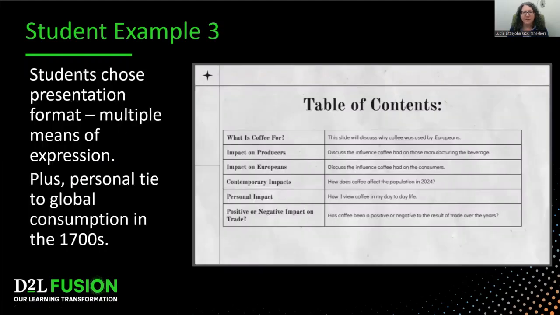The third example is from the same class. The students had to research consumption in the 1700s and connect them to a popular item. This student created a PowerPoint presentation about coffee, and she started it with a table of contents, which I loved. And she also included a slide on how coffee impacts her daily life now, and then the long-term impact of the coffee trade.